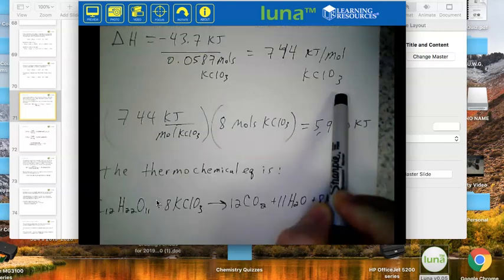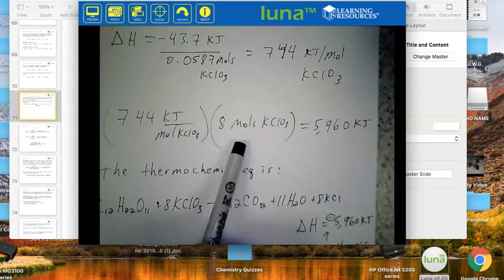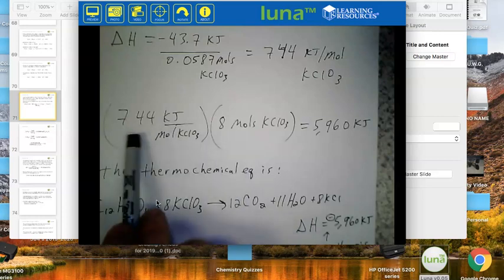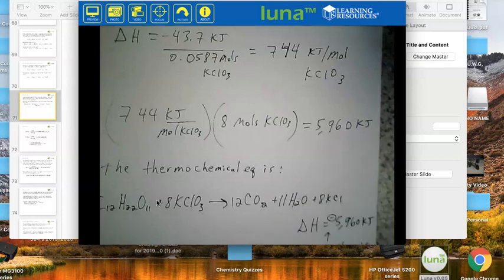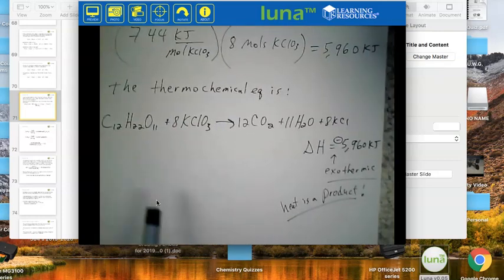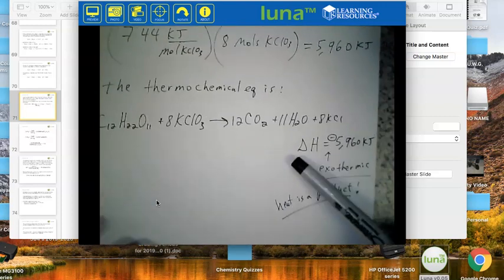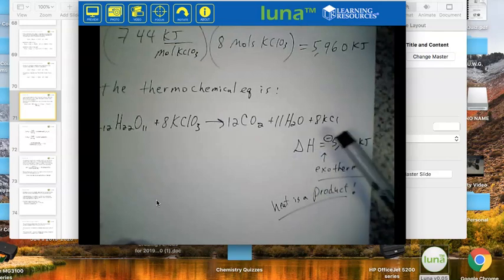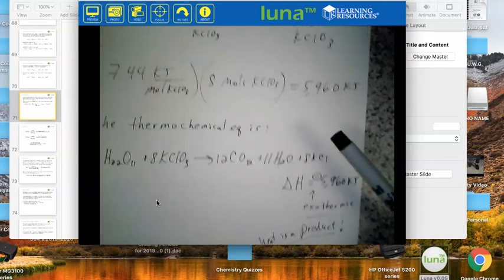So if I have 8 moles, because that's what my chemical reaction is, I'm scaling up to 8 moles. My enthalpy value is going to be 5,960 kilojoules. Moles cancels, I'm left with kilojoules. So the thermochemical equation is going to be the equation that they gave me initially, plus the change in the enthalpy, which is a negative 5,960 kilojoules, which is exothermic.